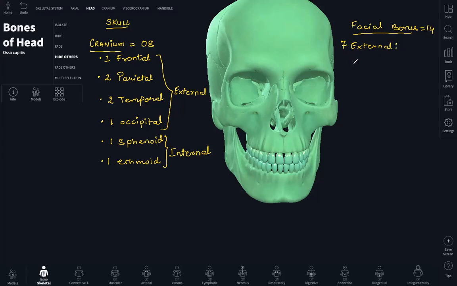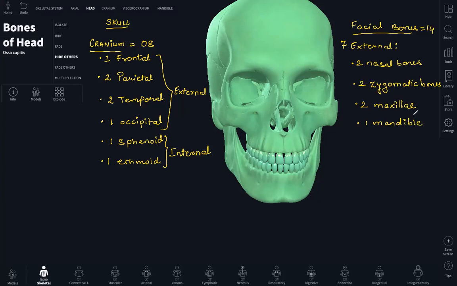The 7 external bones include 2 nasal bones, 2 zygomatic bones, which are also called the cheek bones, then the 2 bones in the upper jaw that are called maxilla. Maxilla is singular, maxillae is plural, and 1 mandible, the lower jaw.